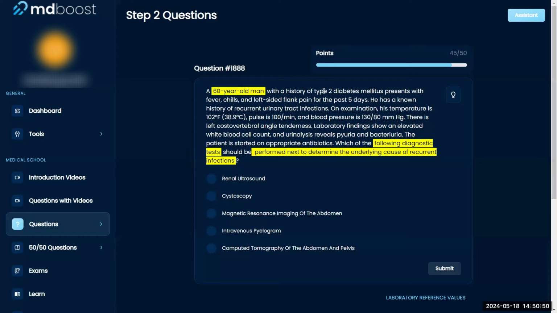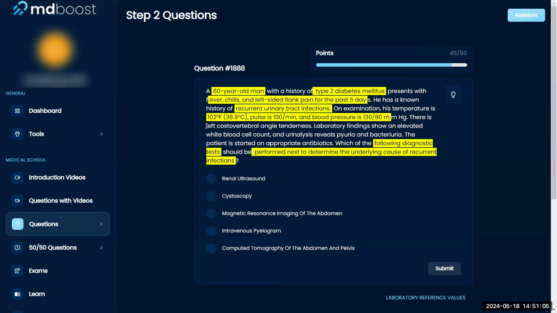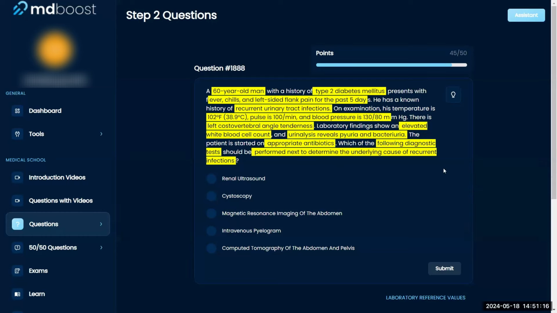A 60-year-old man has type 2 diabetes. He has fever, chills, and left-sided flank pain for the past 5 days. He has a known history of recurrent UTIs. So he's febrile, tachycardic, a little bit hypertensive, and then CVA tenderness, elevated white blood cell count, urinalysis with pyuria and bacteria. So this guy pretty clearly has pyelonephritis.